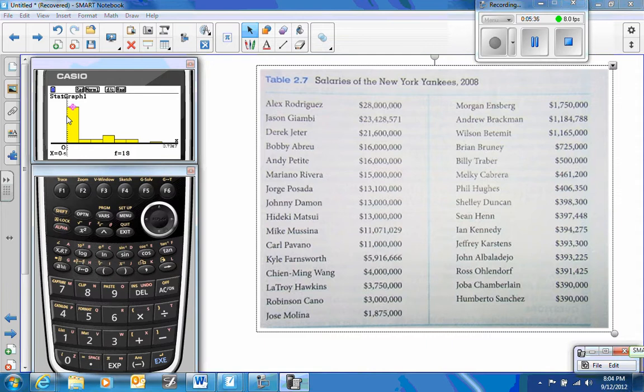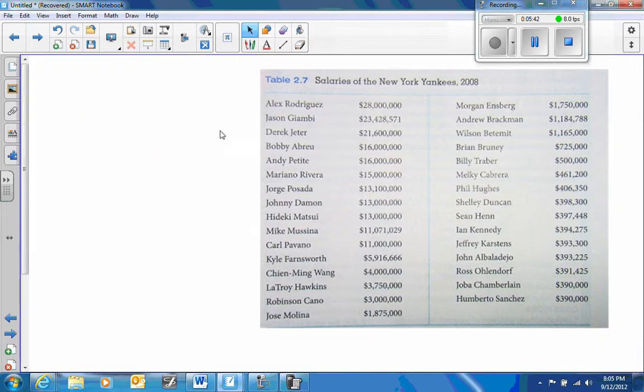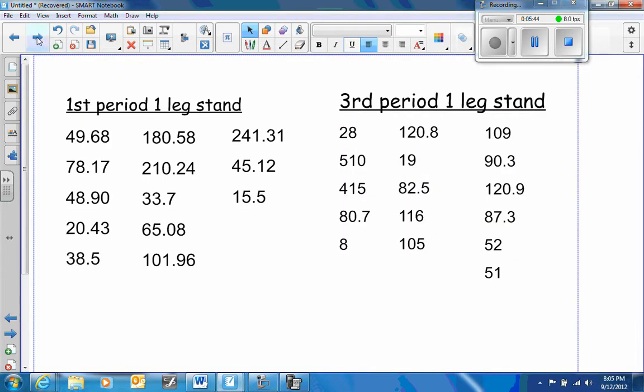So basically, this is what we're going to do when you come into class tomorrow. Also, I'm going to quickly show you, let me go to a different screen. We're also going to do first period and third period. This is your data. I want you to put all this data in the calculator. Put first period in list 1. Put third period in list 2. And then in L3, put both of them together.